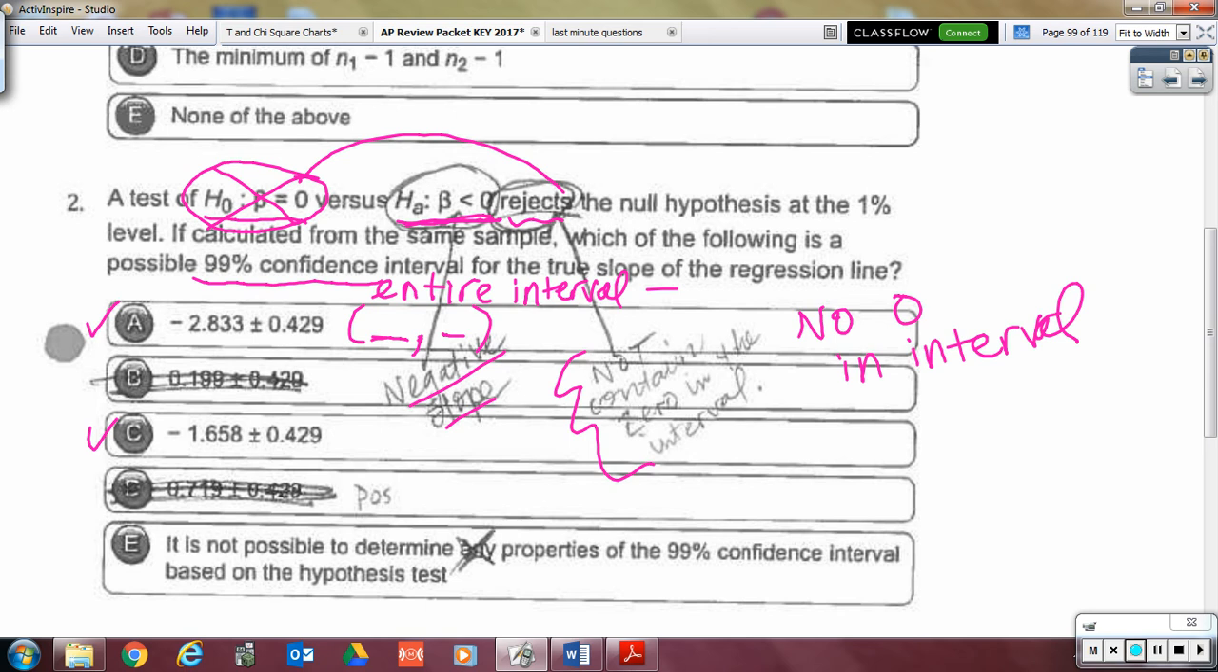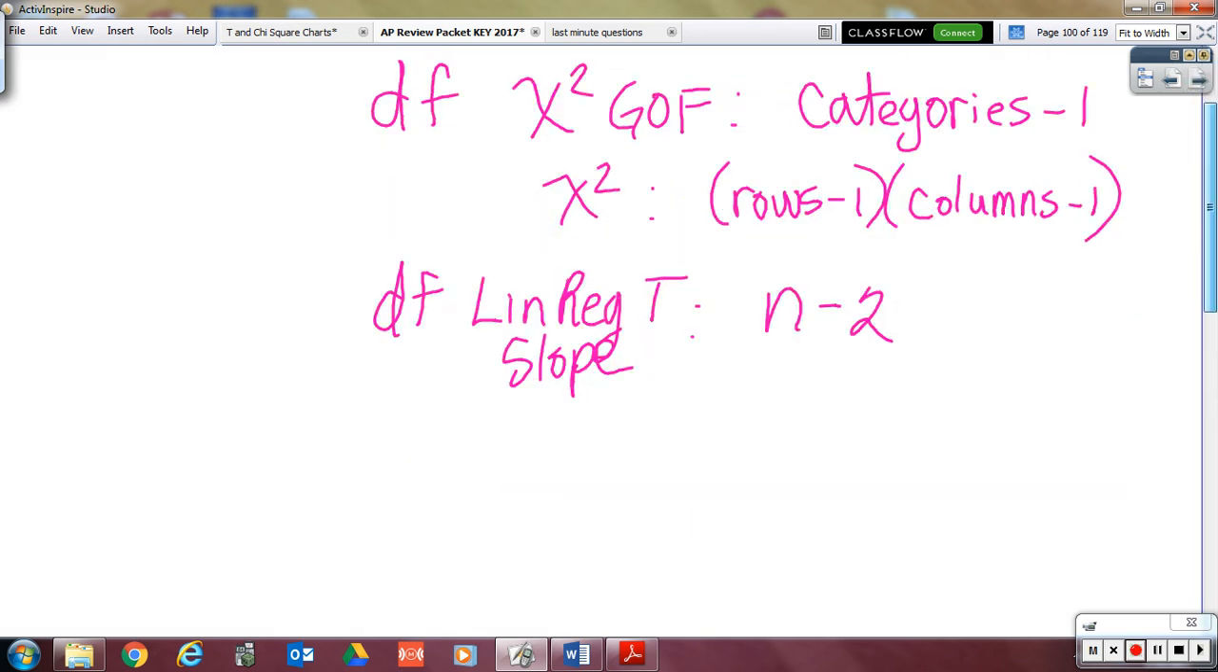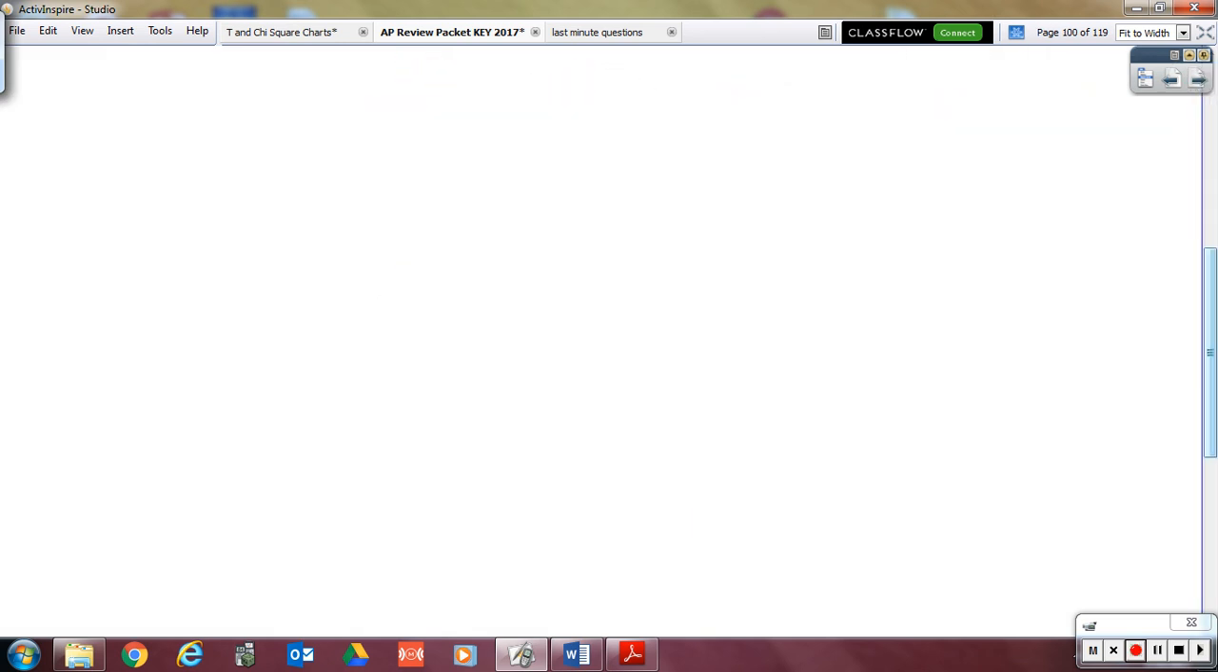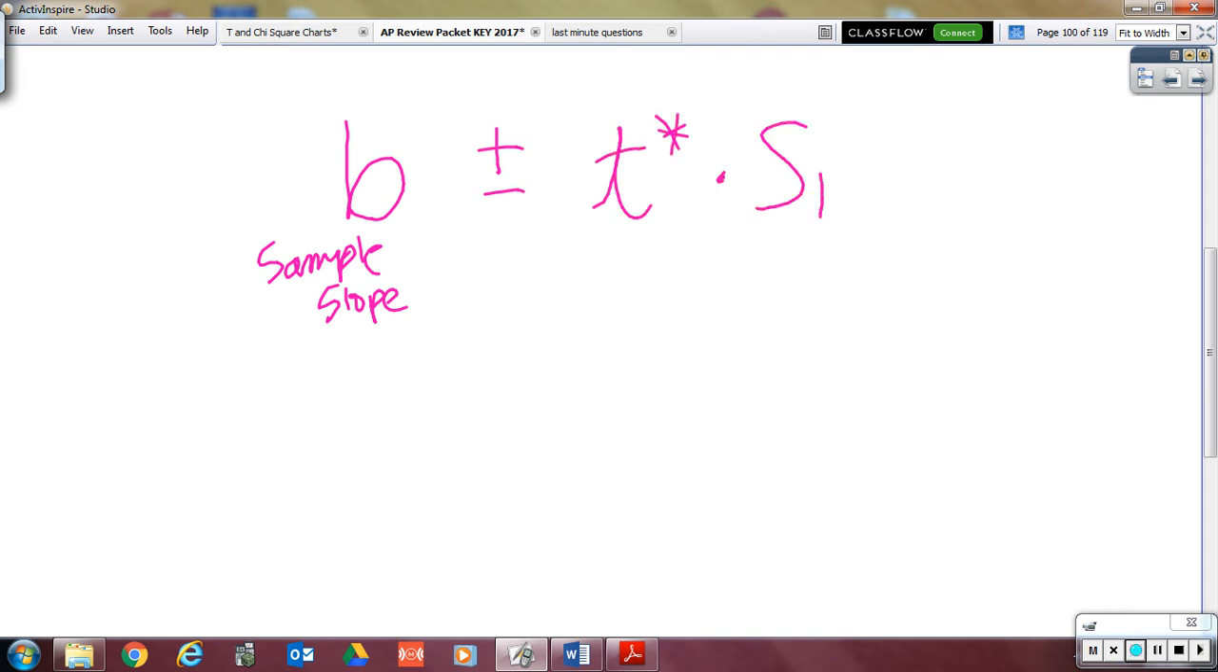Okay, let's do another quick review about how to do a confidence interval. Okay, so in order to do a confidence interval, let's say a confidence interval is your sample slope plus or minus your critical value times the standard deviation of the slope. And what is this part after the plus minus? That is the margin of error.